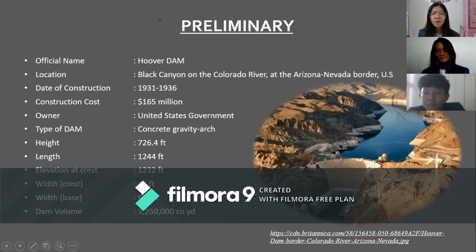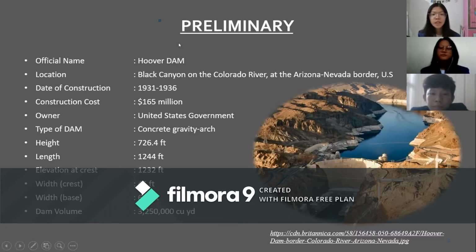Okay, first, what is Hoover Dam? Hoover Dam is one of the largest dams in the world, located in Black Canyon on the Colorado River at the Arizona-Nevada border, United States. Originally known as Boulder Dam from 1933, it was officially renamed Hoover Dam for President Herbert Hoover by a joint resolution of Congress in 1947.